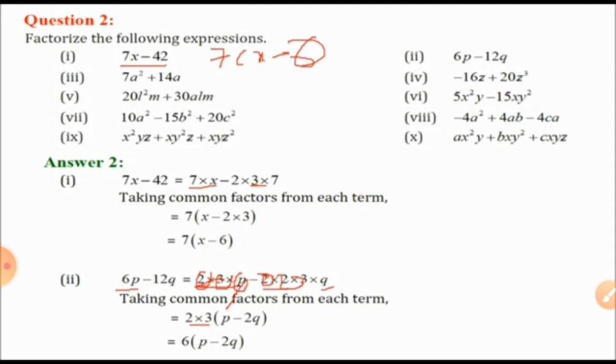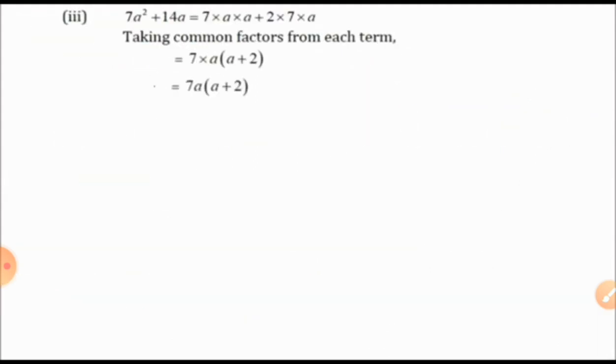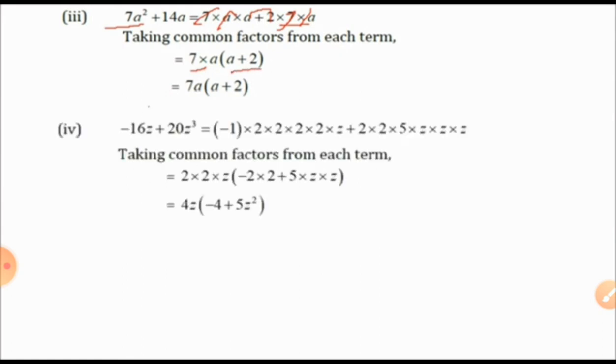Same way, 6p minus 12q, 6 and 12. Who is the common one here? Only the number, because p and q are different. That's why 6 will be the common. Third one, 7a square plus 14a is equal to 7 multiplied by a into a plus 2 into 7 into a. Who are the common? Here the common things are 7 and a. Take that out. What is left in the first one? Only a, and then the plus sign, 2 is left. So 7a into a plus 2 is the answer.